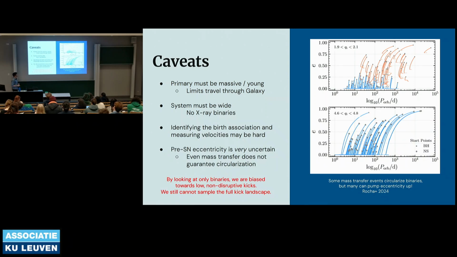So in this way, we're sort of more uncertain than we were before. You can't rely on the fact that it experienced mass transfer to say it must have circularized. And this will be a bit of a headache trying to get a constraint on the pre-explosion eccentricity distribution.